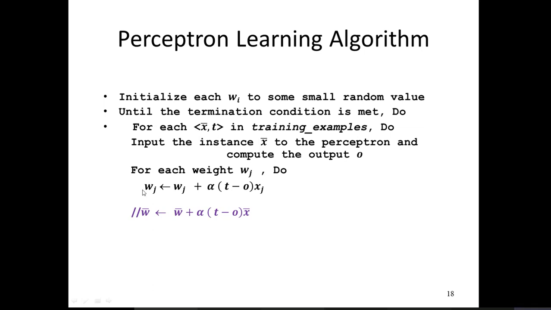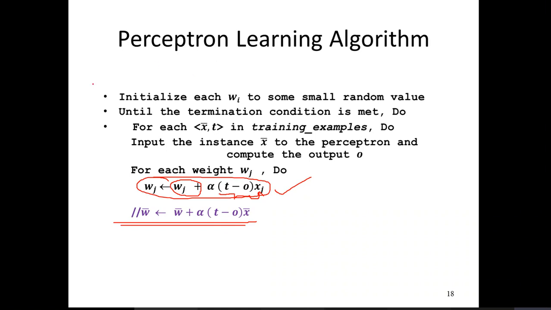So this is the key equation which modifies the weights, where this error of classification is projected onto the input vector and then used in modifying the weight. This is the individual weight version, and this is the vectorization version, where all the weights are updated at a time.